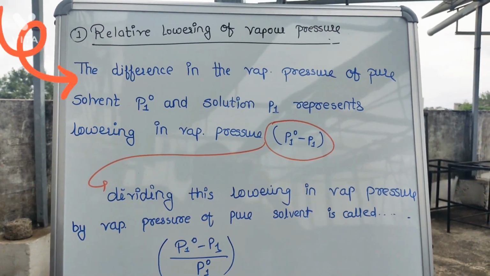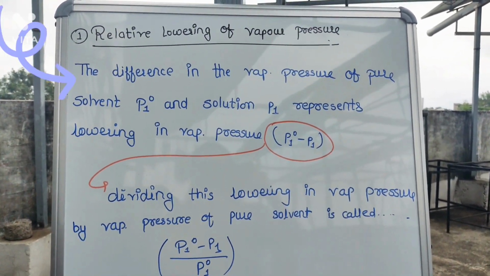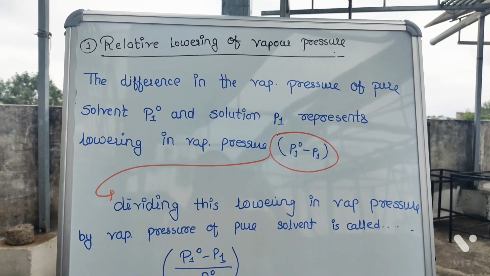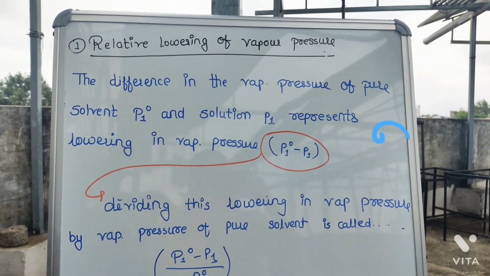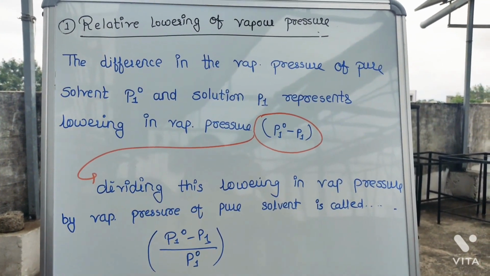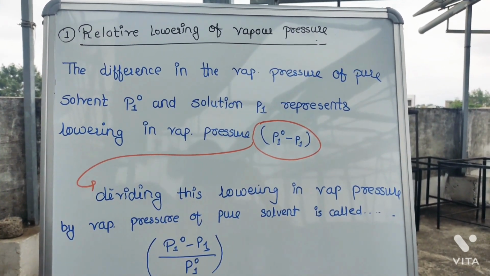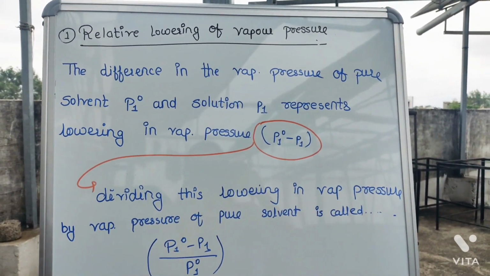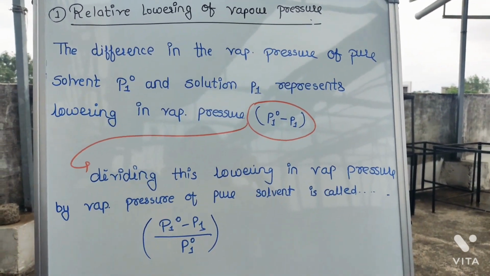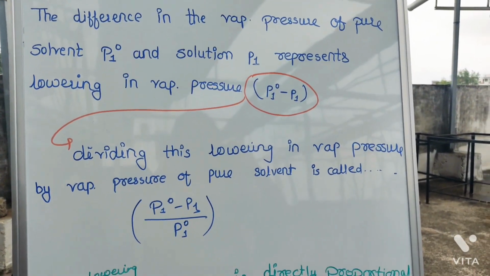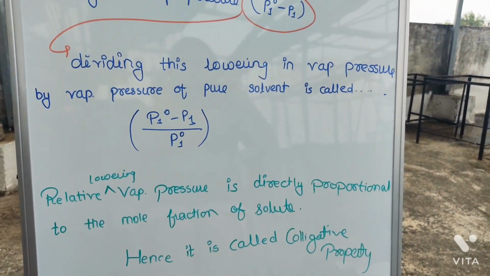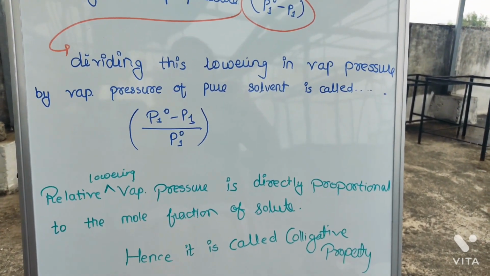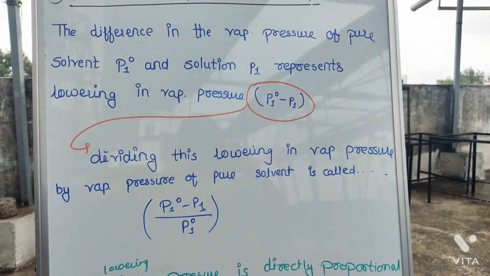The difference in the vapor pressure of pure solvent P01 and solution P1 represents the lowering in vapor pressure, that is P01 minus P1. Dividing this lowering in vapor pressure by the vapor pressure of pure solvent is called the relative lowering of vapor pressure. As you can see, relative lowering of vapor pressure is directly proportional to the mole fraction of solute. Hence, it is called a colligative property.